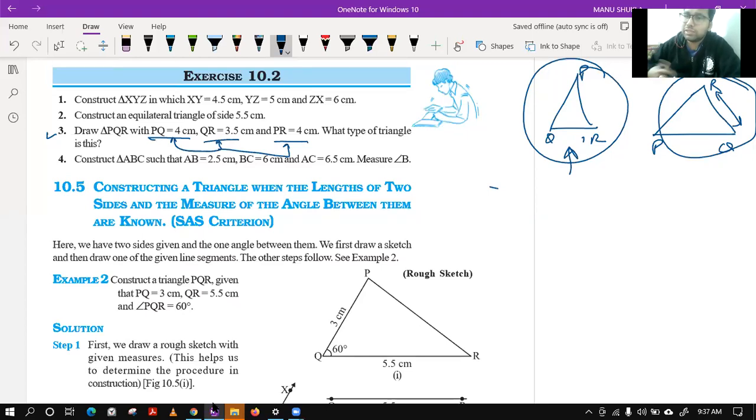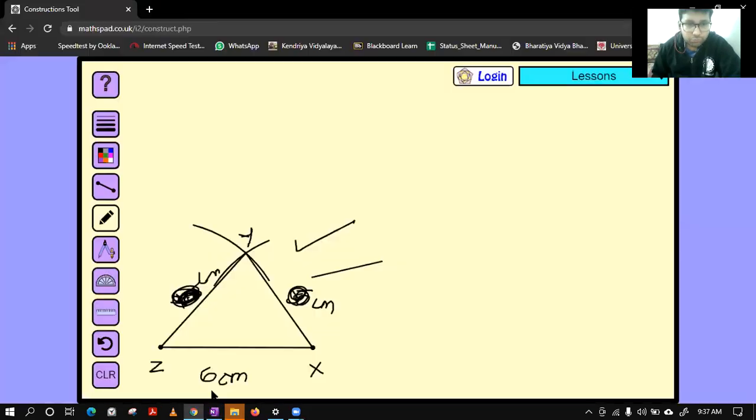But you will say, sir, you said that generally we try to take the longer side as the base. So let's go for that only. I will not cut my own words. So let's go for that. I will take PQ as 4. Okay, let's see. So first draw PQ as 4.